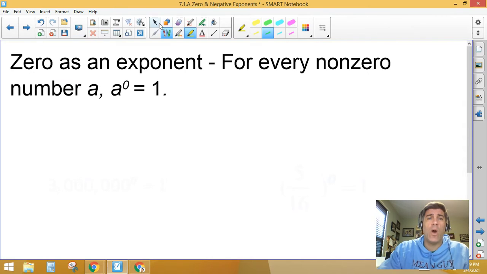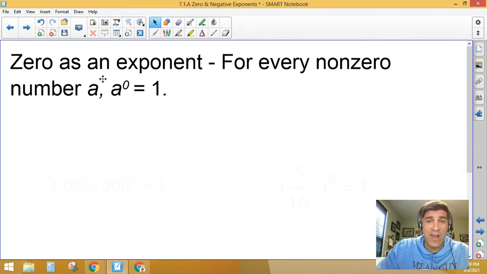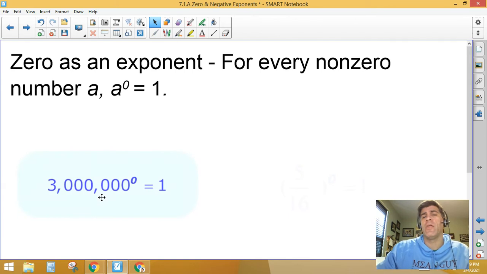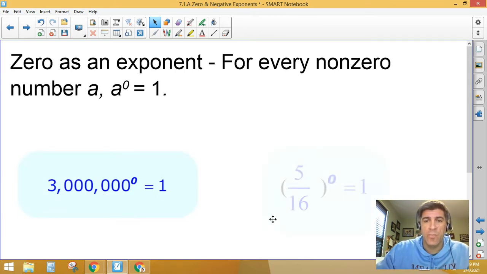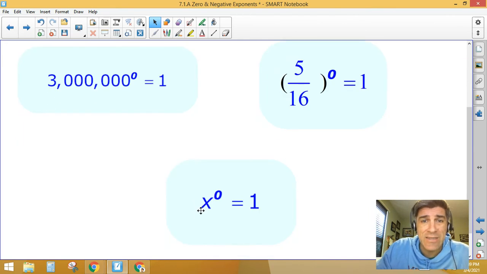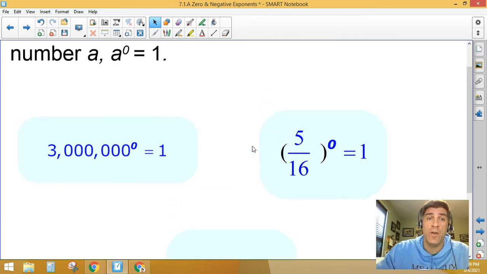That explains why 0 as an exponent for any non-zero number a, meaning any number out there, a to the 0 power is 1. 3 million to the 0 power is 1. 5/16 to the 0 power is 1. x to the 0 power is 1, as long as x is not 0. Anything to the 0 power is 1.